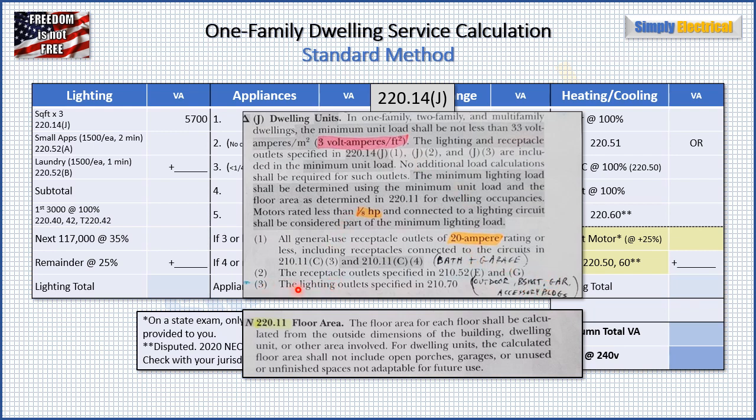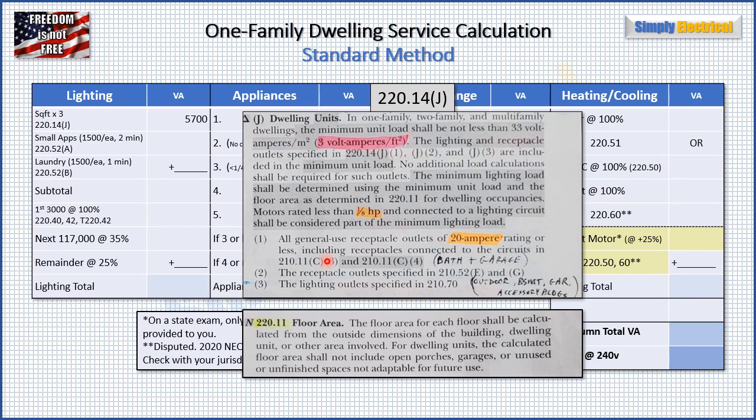And lastly, the lighting outlet specified in 210.70, which basically is all the lighting outlets in your house. So all of that is included in this number, so that's all figured in. It says no additional load calculations shall be required for such outlets. So we don't need to put these anywhere else in the calculation because it's already worked into this number.